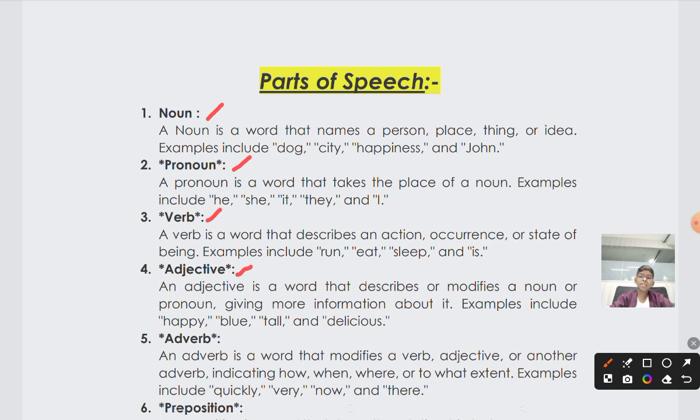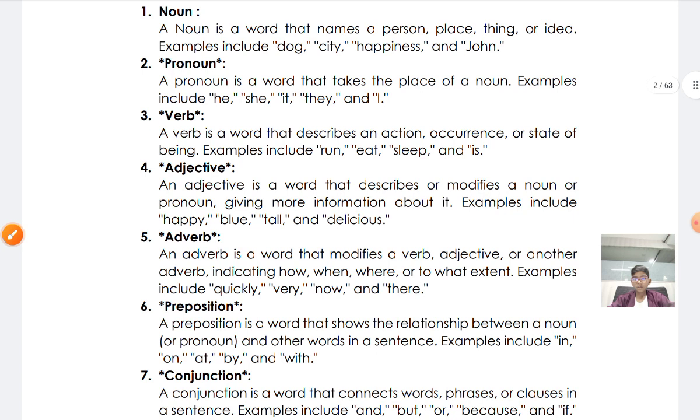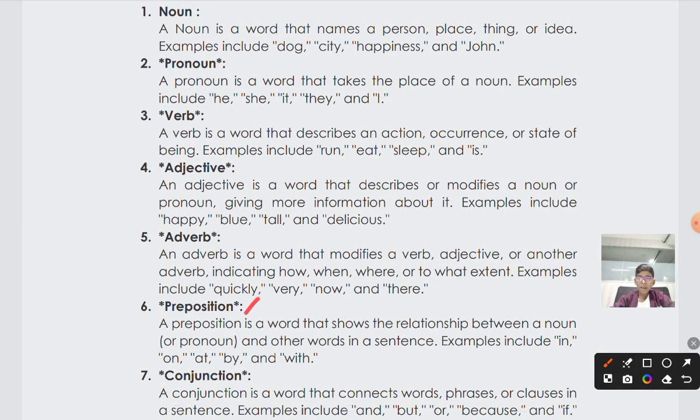So next comes the adverb. An adverb is a word that modifies a verb, adjective, or another adverb, indicating how, when, where, or extent. Examples include quickly, right now, and there. Preposition. A preposition is a word that shows the relationship between a noun or pronoun and other words in a sentence. Examples include in, on, at, by, and with.